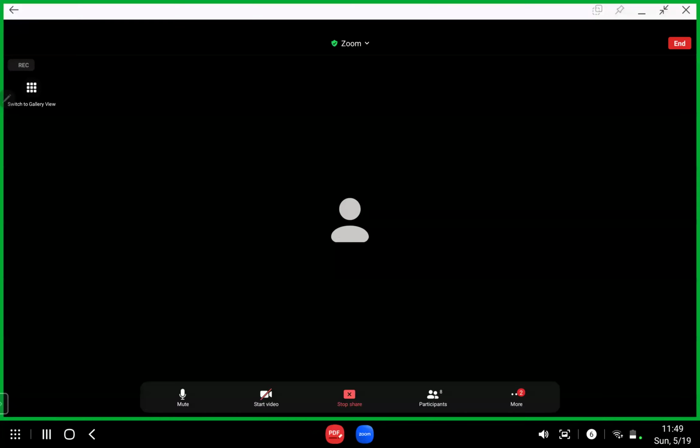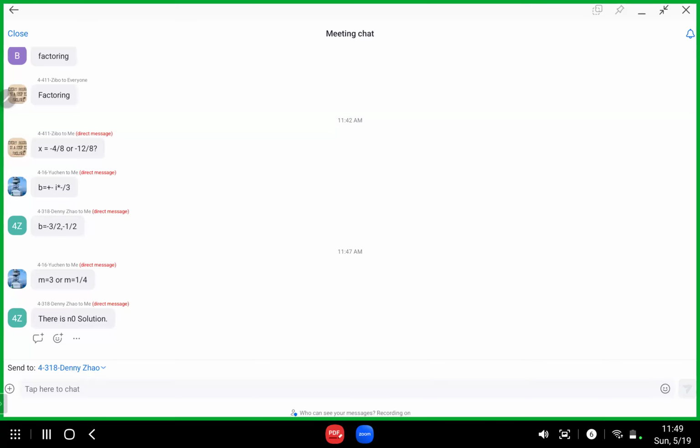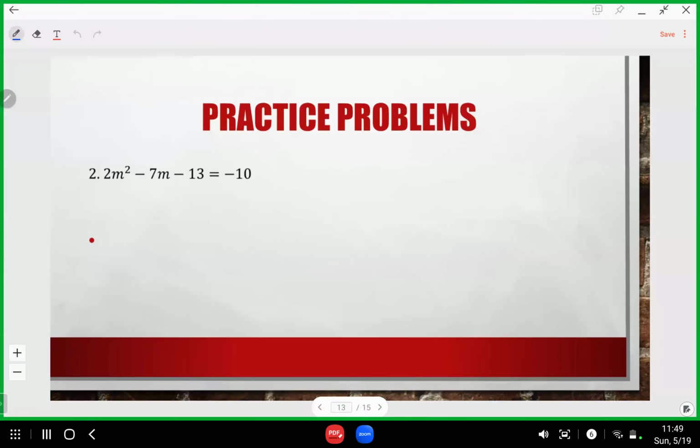Okay, so let's go over this one. Danny says there's no solution. Yuchen says 3 and 1/4. So let's see which one. So we add here. I don't know, let's see what we have here. I don't think we can actually factor this one. So we cannot factor this, and we have to use the quadratic formula.